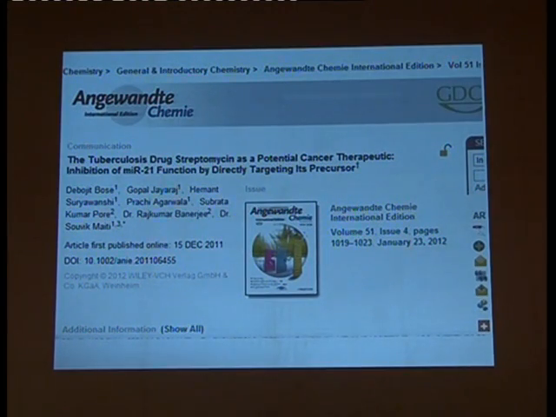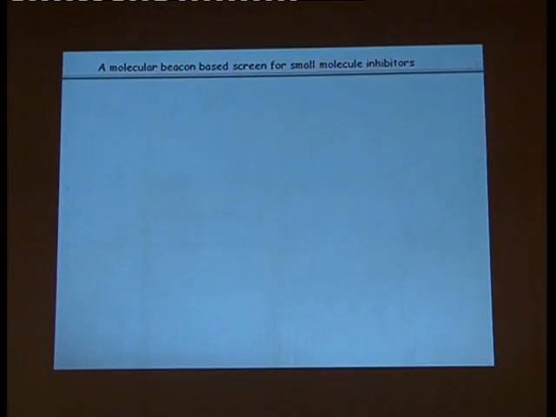So we reported this work again. It is an anti-tuberculosis drug, a well-known drug that can be repositioned to target microRNA 21 and to inhibit its oncogenic function.